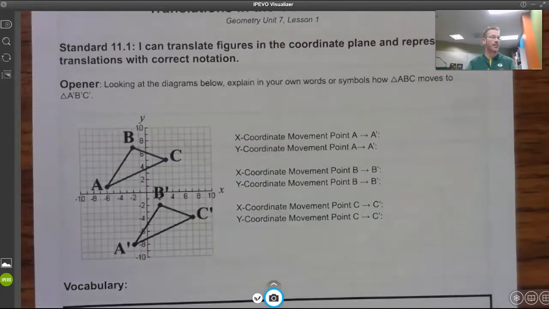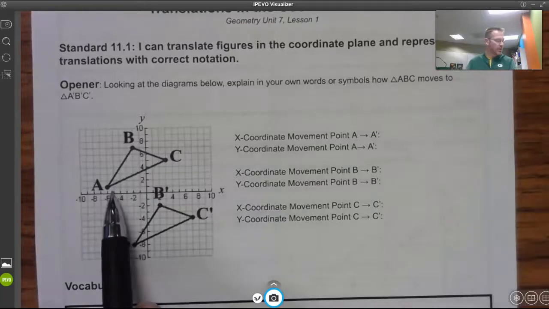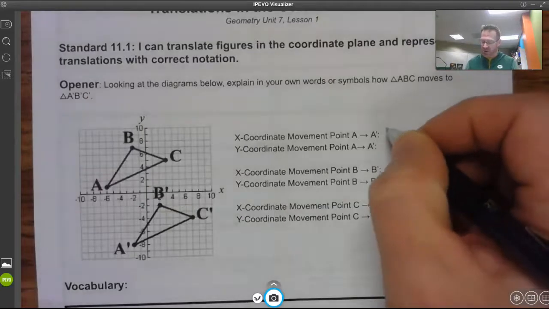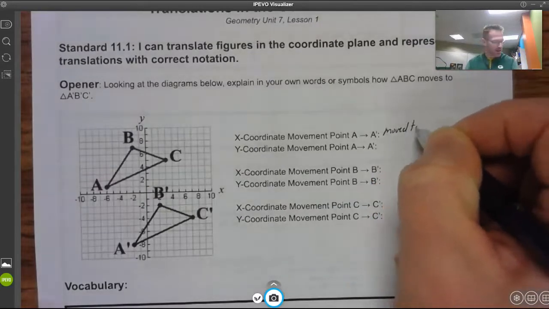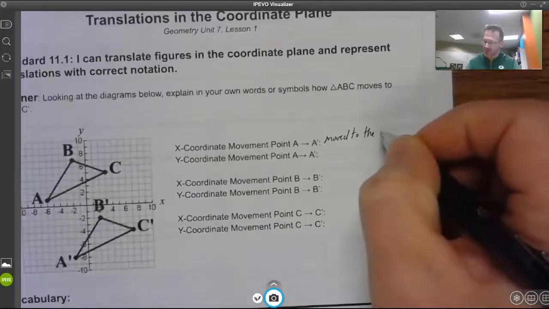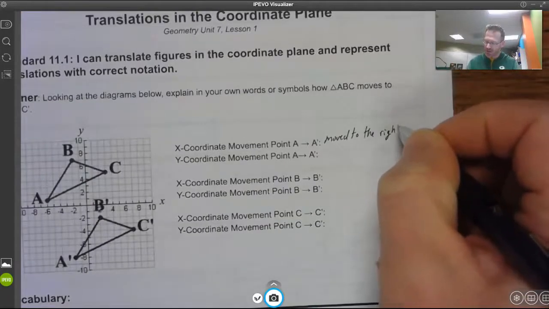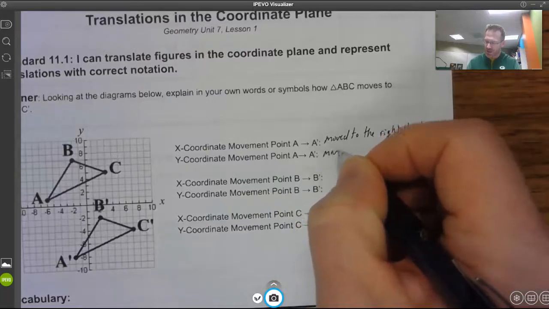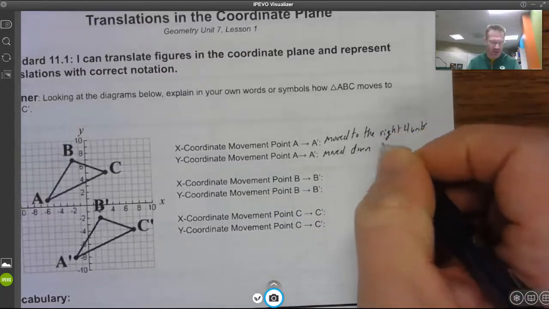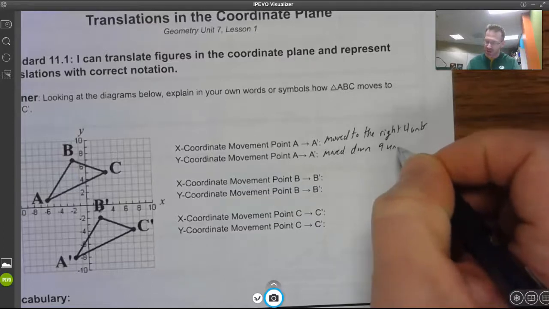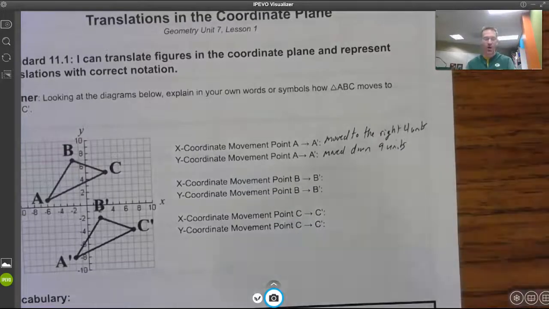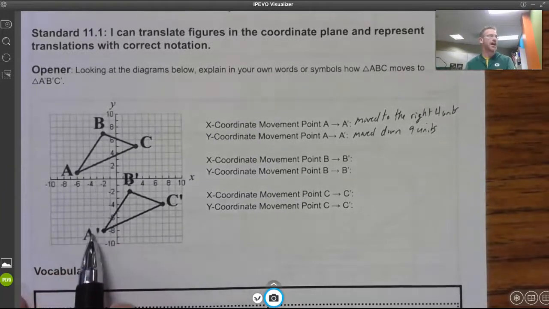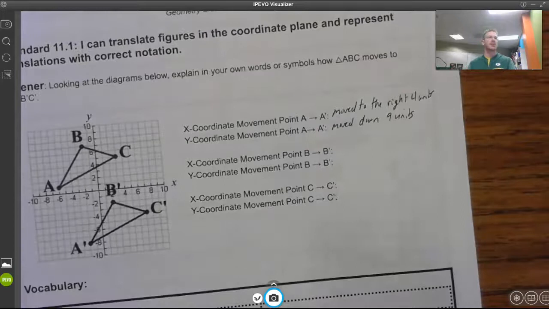All right, hopefully what you've noticed for all three of these points is that we moved to the right 4 units, and we moved down, I believe it was 9 units. And that was true for all the points. Everything was shifted to the right 4 and down 9. And that's what we call a translation.